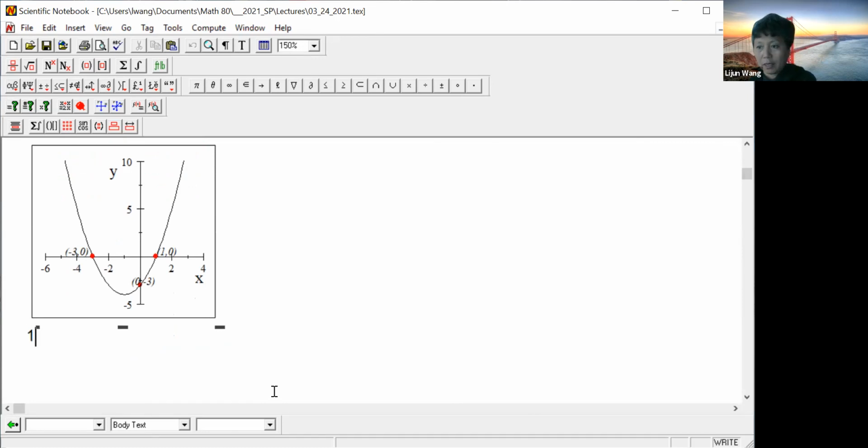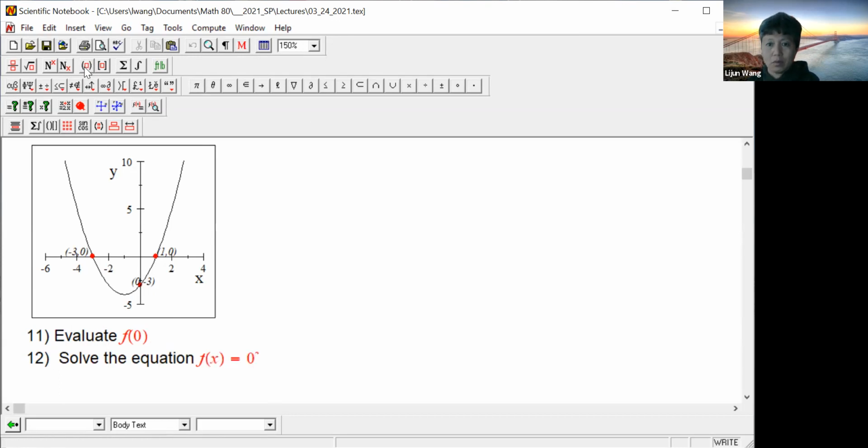Number 11. Number 11 says, evaluate f of 0. What does that mean? Evaluate f of 0. And number 12 says, solve the equation f of x equals 0 for x.